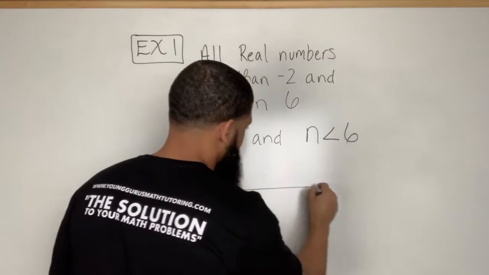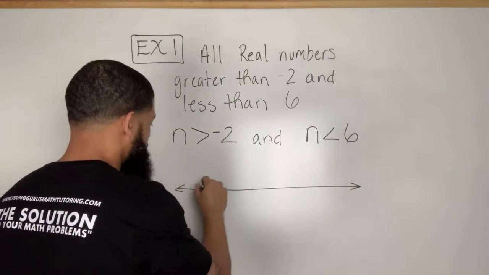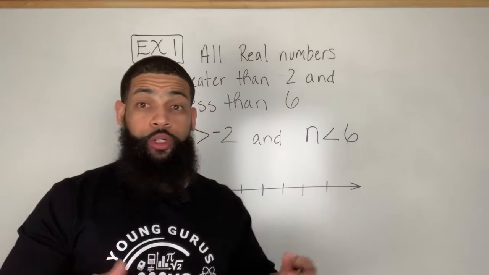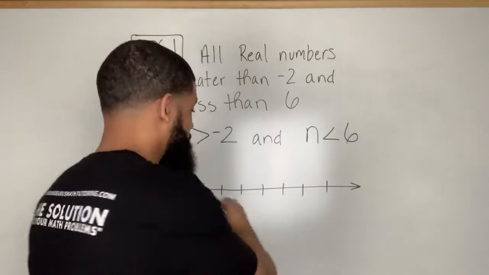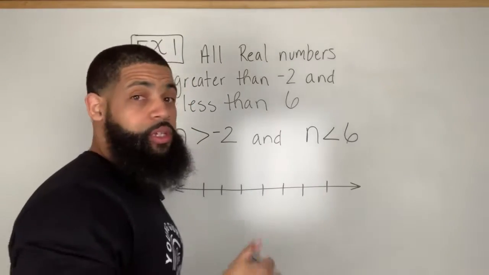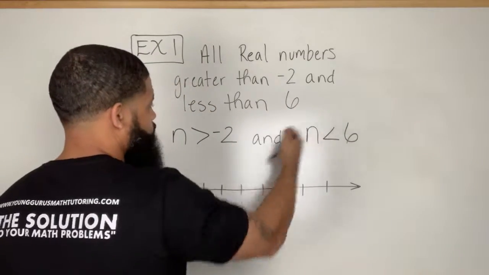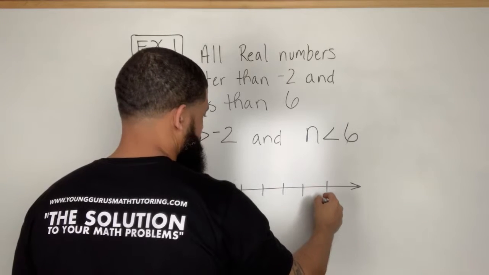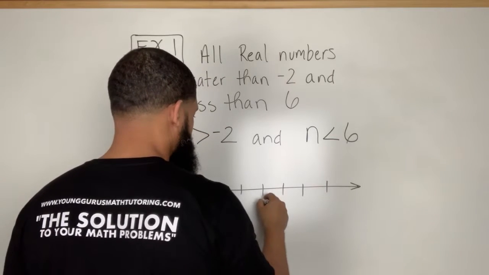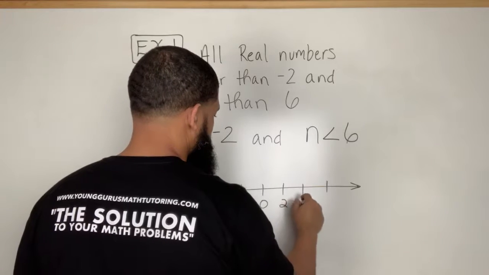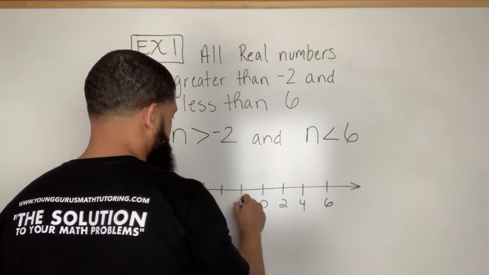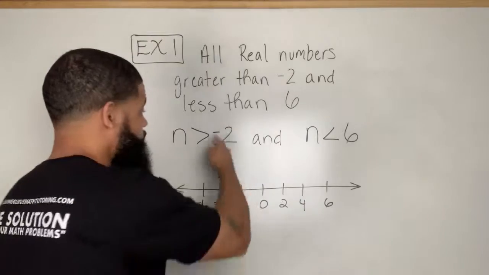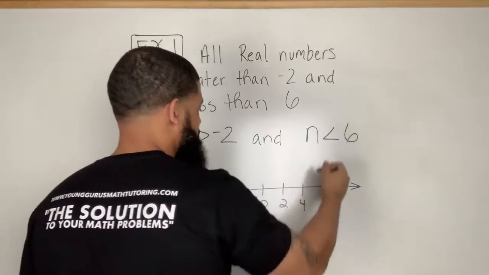And with the graph, graphing is interesting because sometimes people put one or two numbers, sometimes people put a lot of numbers. Now, in this case, I just want to make sure that I have the two numbers specifically for our graph. So let's say I have 6 here. So let's just say 0, 2, 4, 6, and then -2, -4, -6. Okay, so I need to point out the two numbers that are inequalities for. So -2 and then 6.